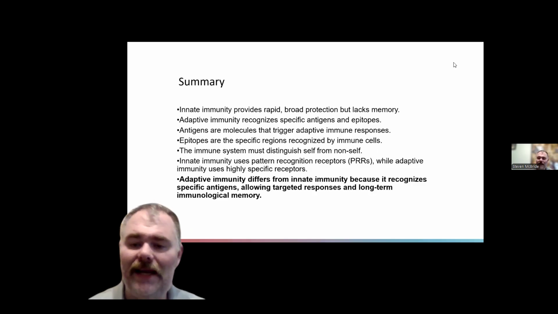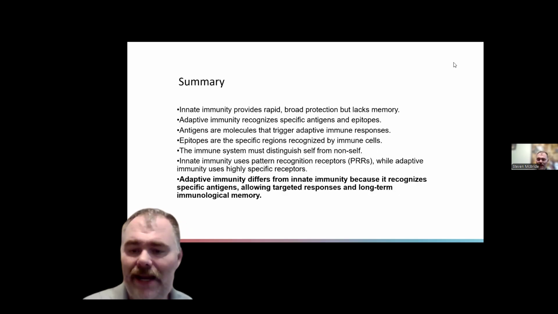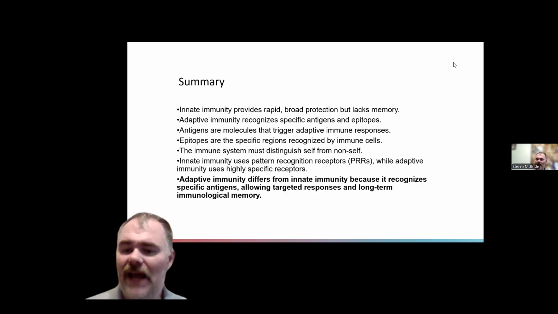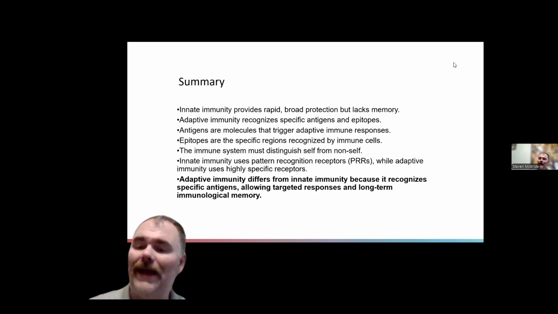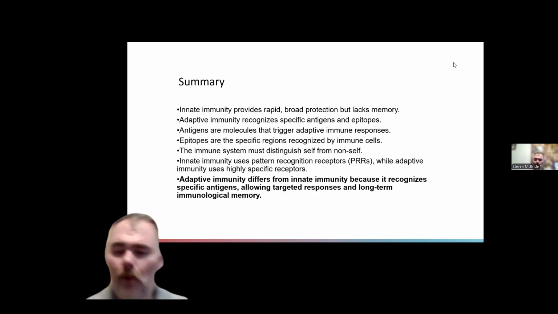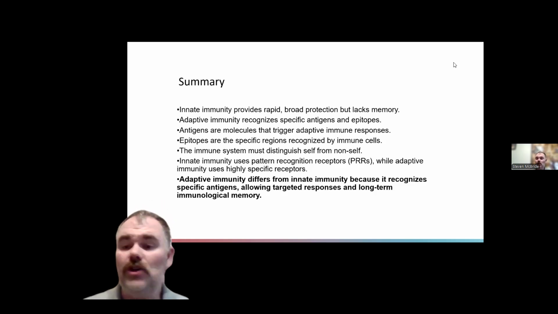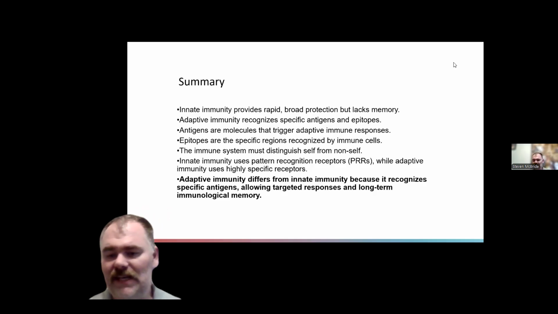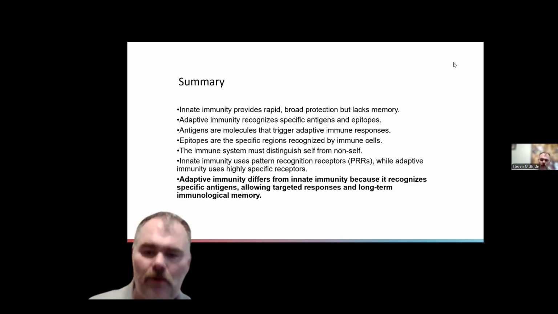Now, we began by comparing innate and adaptive immunity. Innate immunity provides rapid protection against infection and is the body's first line of defense. However, it recognizes broad patterns shared by many microbes and does not generate long-term memory. Adaptive immunity is different because it recognizes specific molecular targets. These targets are called antigens, which are molecules capable of triggering an adaptive immune response. Importantly, immune cells usually recognize only a small portion of an antigen, known as an epitope. This specificity allows the adaptive immune system to distinguish among different pathogens with remarkable precision.